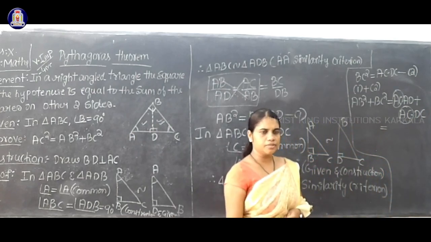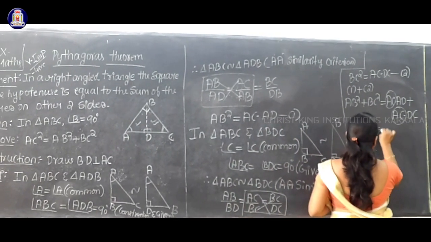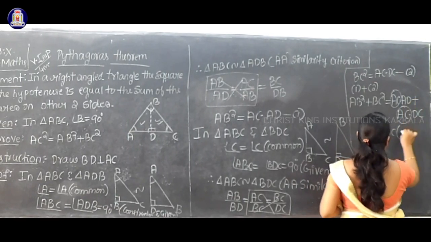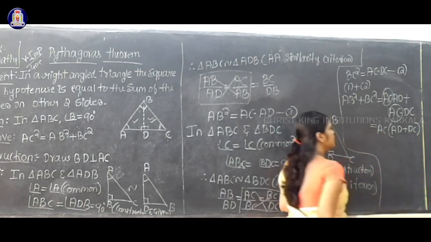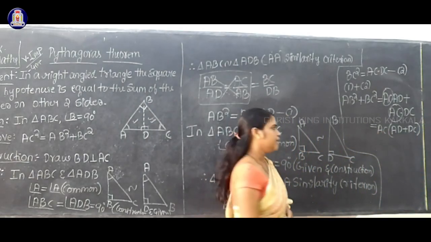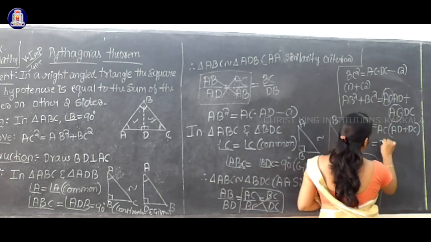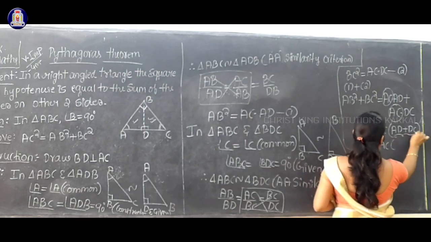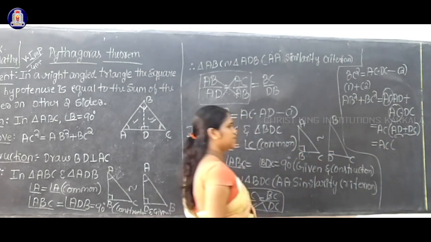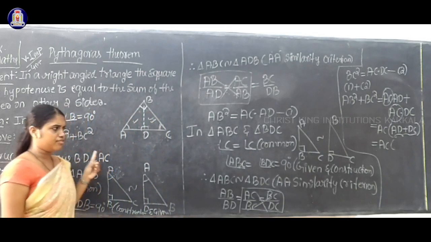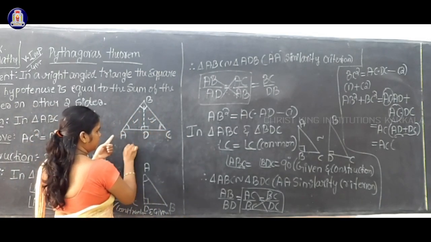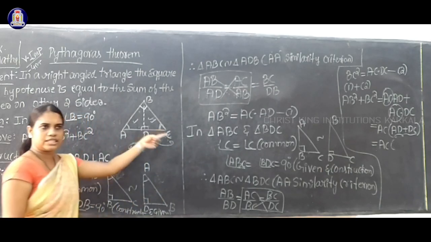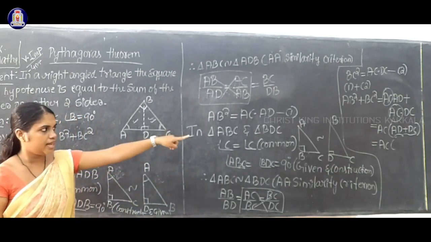AC is a common term. So can I take it outside? So if you take AC as a common, then you will get AD plus DC, right? Okay, so this is equal to AC into, what is the value of AD plus DC? Just look at your original figure. AD plus DC will be equal to how much? Full side, that is AC, isn't it?